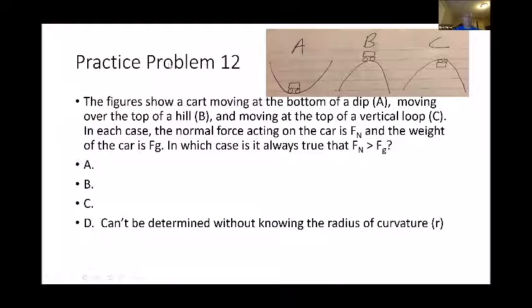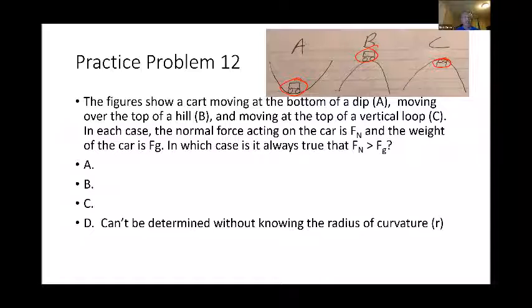All right, let's get started with practice problem number 12. So the figures show a cart moving at the bottom of a dip. We see that here. Moving over the top of a hill. See that here. And moving at the top of a vertical loop, like that. In each case, the normal force acting on the car is Fn and the weight is Fg. In which case is it always true that Fn is greater than Fg?